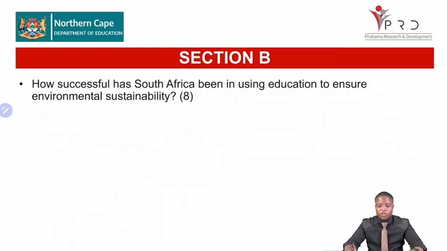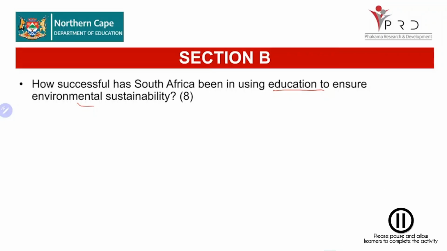Right, grade 12. So we are moving to our 8-mark question. The first question, how successful has South Africa been in using education to ensure environmental sustainability? Remember, one of the ways the government ensures environmental sustainability is through education. So you can say it is successful or it is not successful in ensuring environmental sustainability. You are given 6 minutes to respond. Remember, you need to write 4 full sentences to maximize the marks, and then we'll be doing our correction. Your time will begin now.